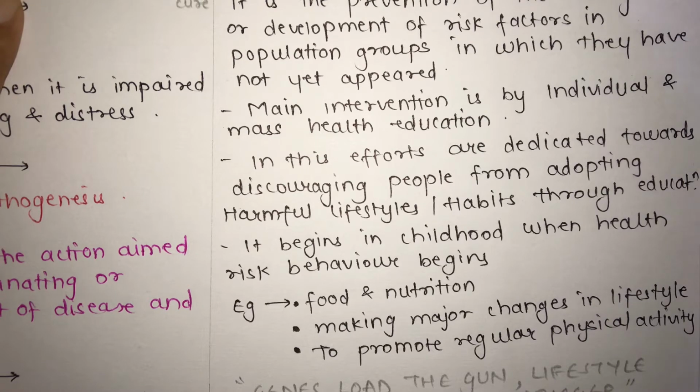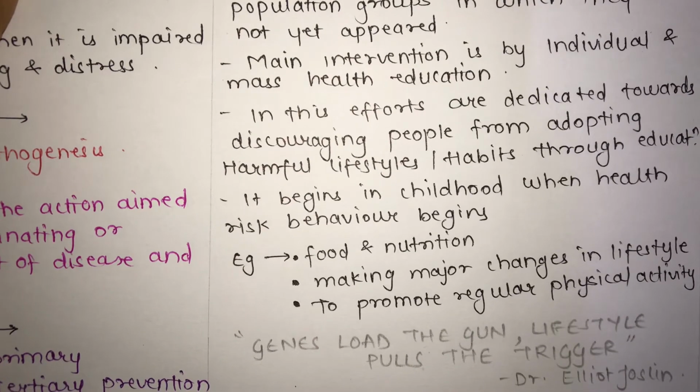So this is the primordial. Primordial is nothing but before the start of any disease. So you are just basically preventing the emergence or the development of the risk factor. So the person doesn't get any disease. There's this famous quote given by Elliot Jocelyn: the genes load the gun, but your lifestyle pulls the trigger.